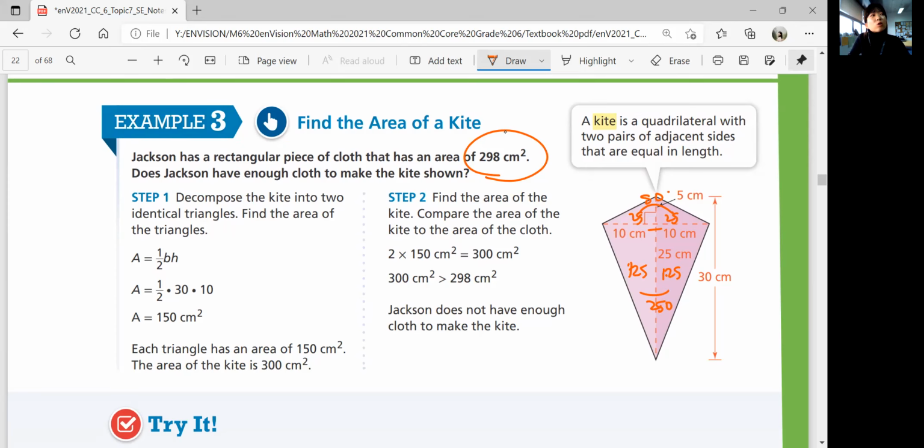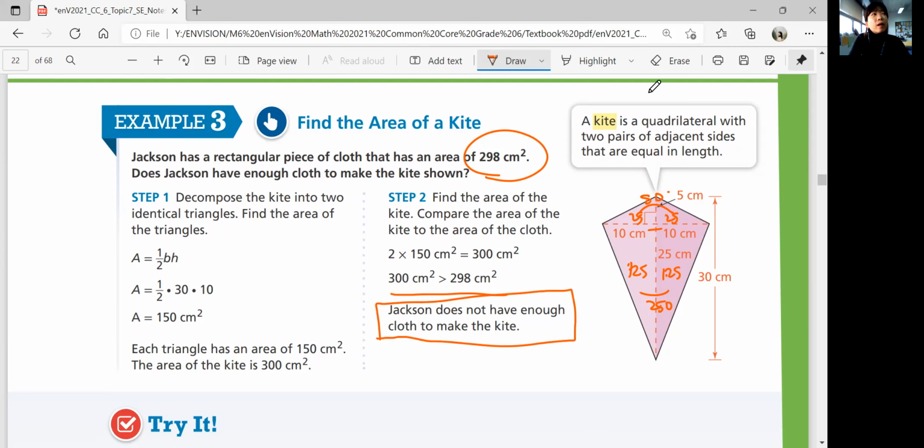Okay, so does he have enough cloth? No, he needs at least 2 more square centimeters of cloth. He does not have enough cloth. Okay, so after that, you need to compare them and then write your solution.